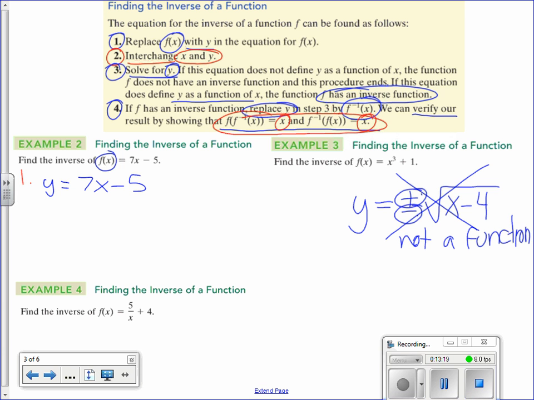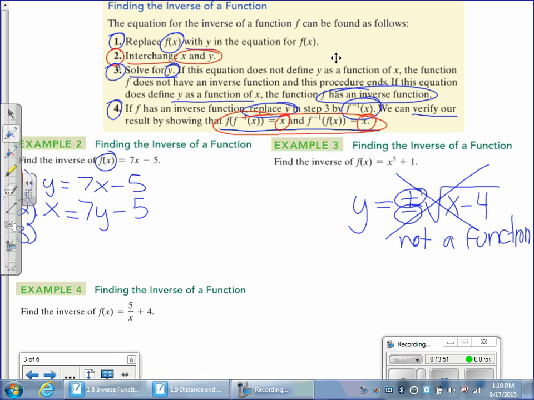Okay, now step 2. We're going to interchange x and y. So the y will become x, and the x will become y. Are we okay with that? Well, I'm not changing any signs. I'm not dividing by x or anything like that. I just switch them. Replace one with the other, or interchange. Now, step number 3, we're going to solve for y.